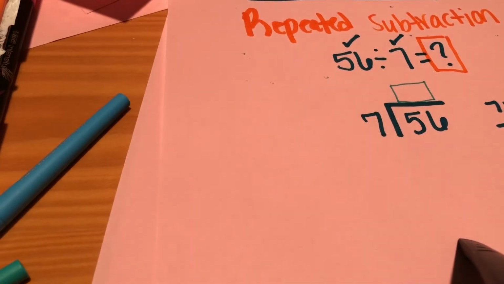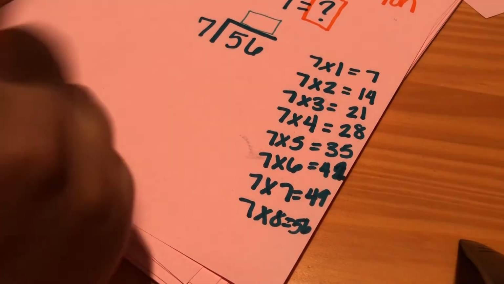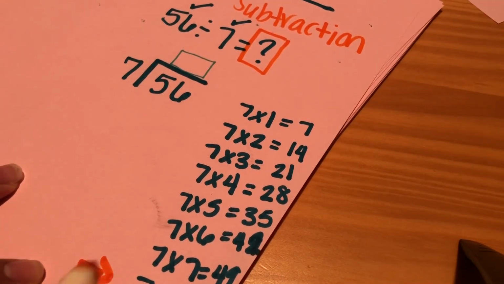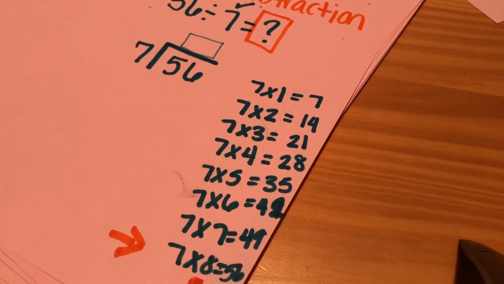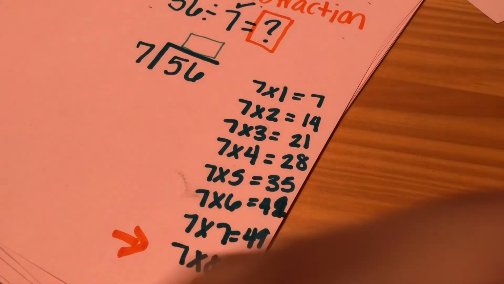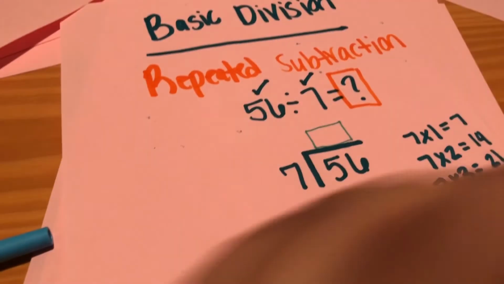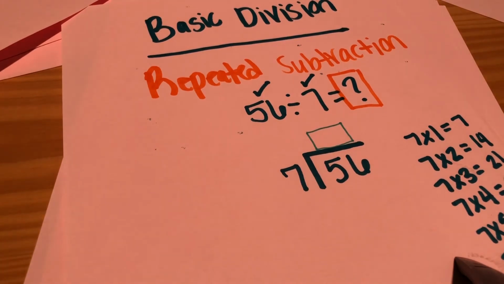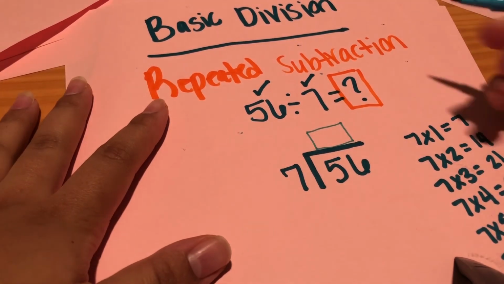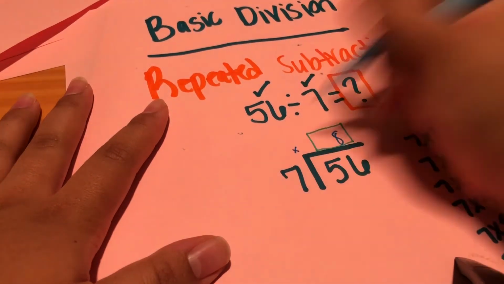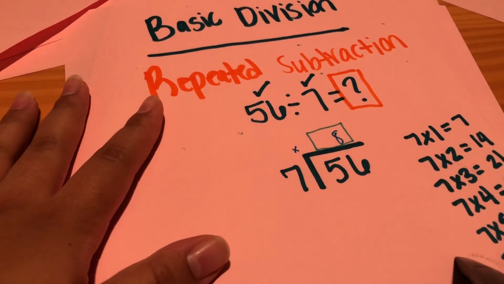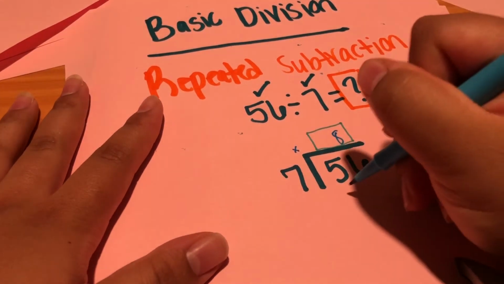Since we were looking for this number right here, 56, we have to figure out what number we multiplied by to get there. It looks like we used the number 8. So if we used the number 8, that means the 8 will go in our quotient box. As we're putting 8 right here, we ask ourselves, what is 7 times 8? And 7 times 8 is 56, just like we wrote down.